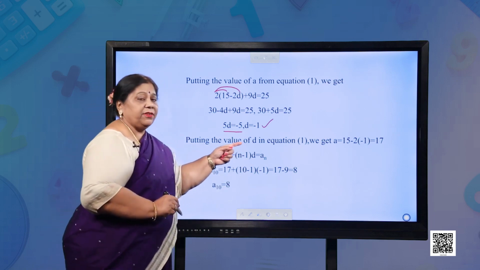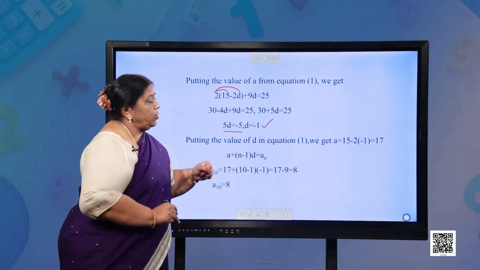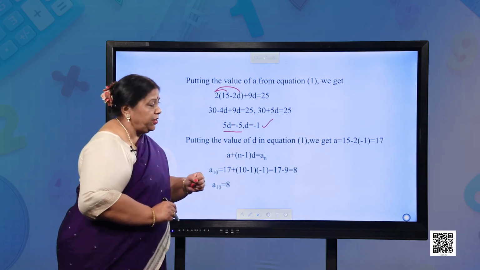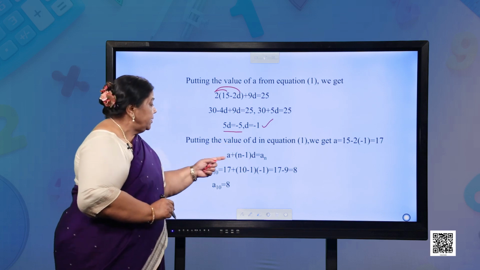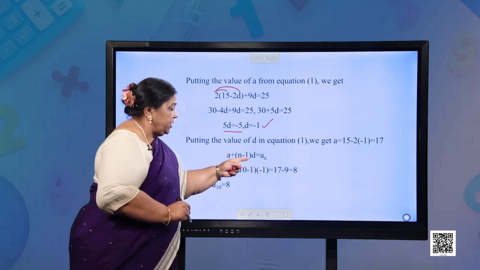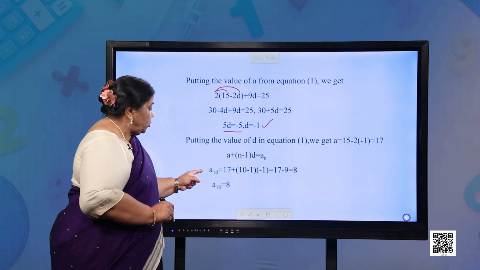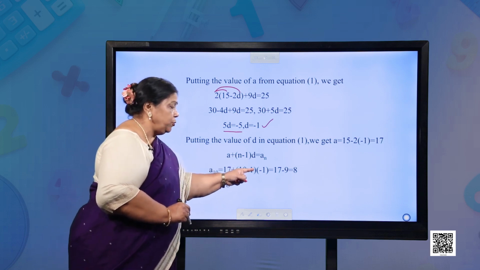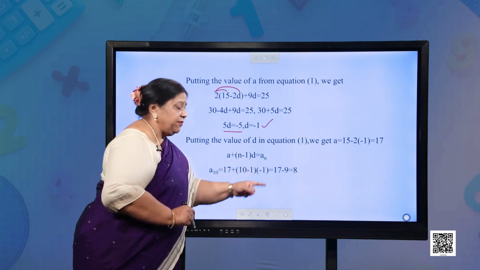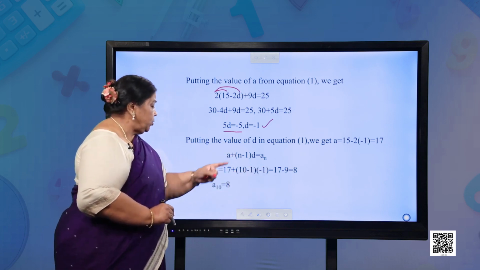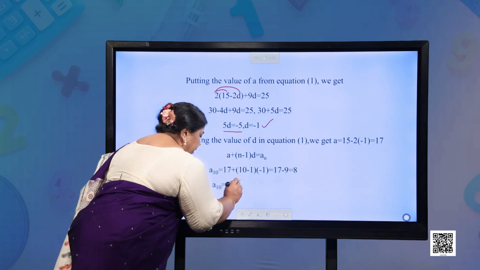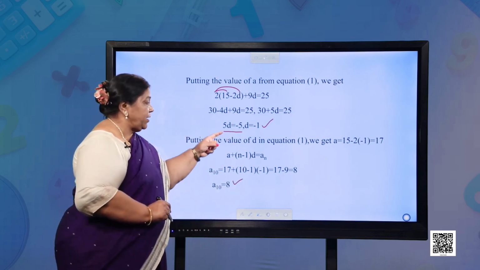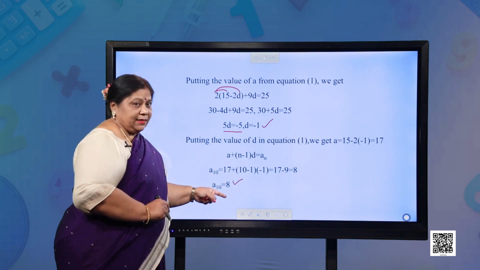Putting the value of D in the first equation, we get A is equal to 15 minus 2 into minus 1, that is equal to 15 plus 2, that is 17. So, A plus n minus 1 into D is equal to An, we know. So, A10 is equal to 17 plus 10 minus 1 into minus 1, that is equal to 17 minus 9, that is equal to 8. So, A10 is equal to 8 and common difference is minus 1. We have calculated both the values. Let us see the next part now.